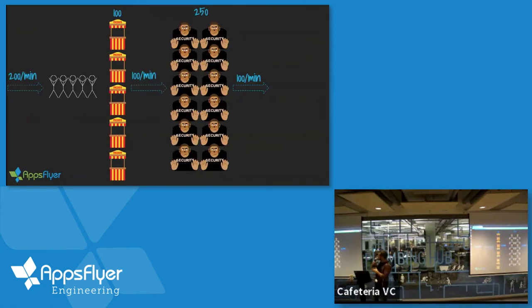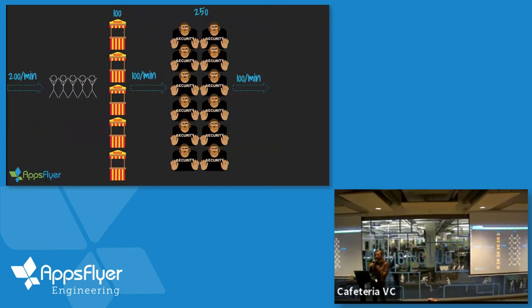And also what this tells us is that when we have these sequential systems, a really important principle to understand is that the throughput of the lowest-throughput subsystem will be the throughput of the system as a whole.